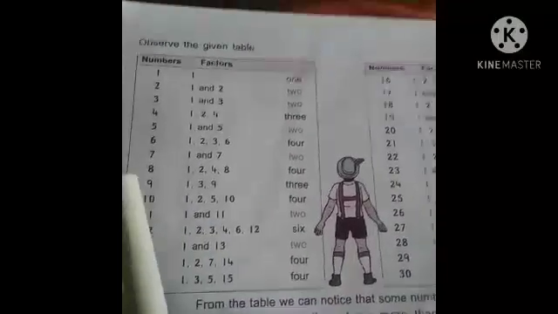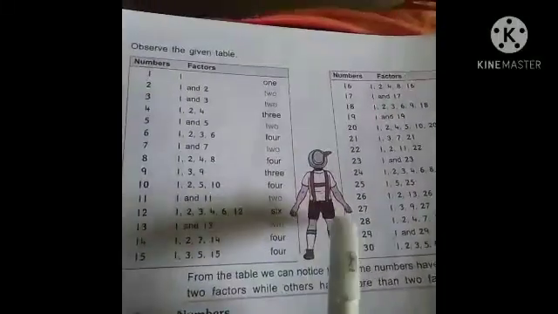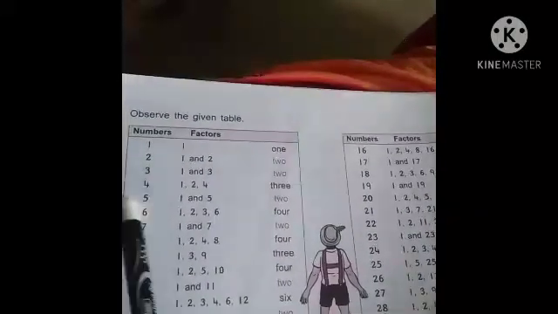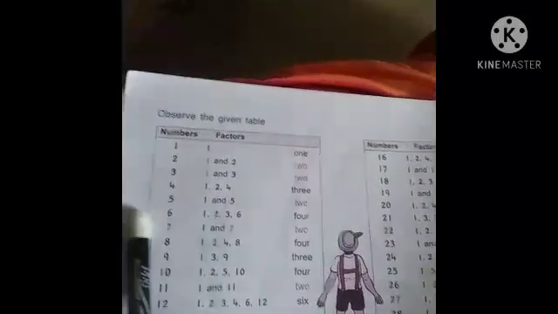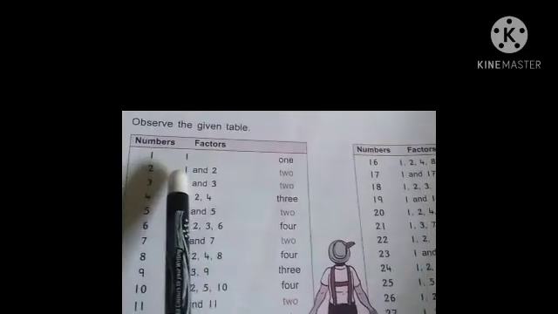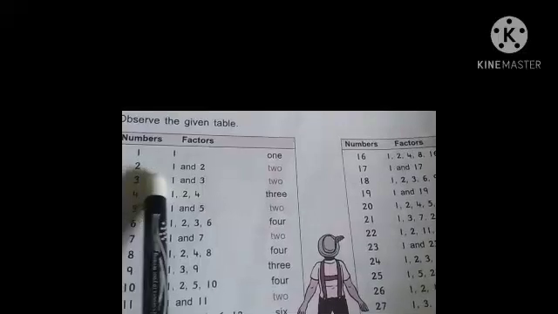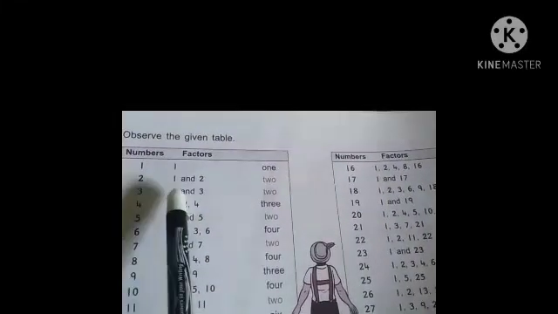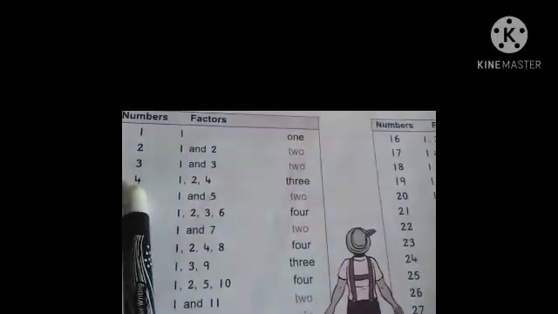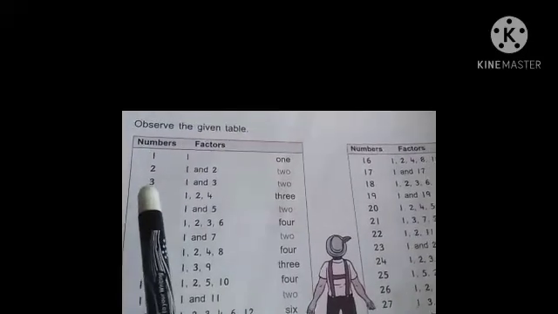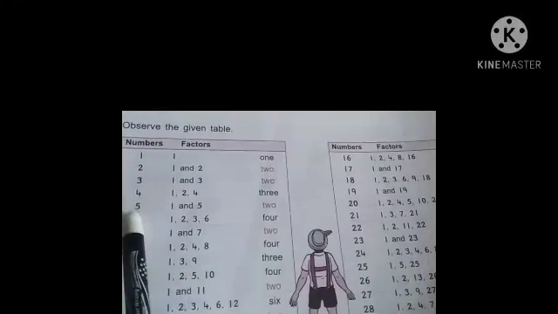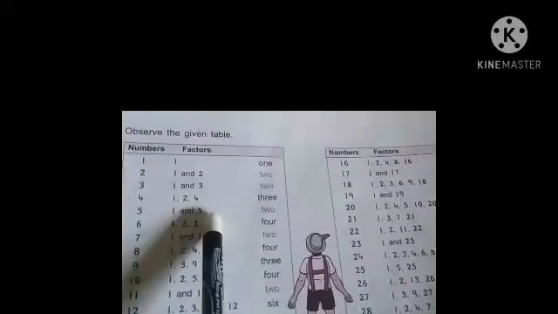Observe the given table. Here are the factors of the numbers 1 to 30. Now observe it. Every number has 1 and itself as factors. 2: 2 1s are 2, so 2 has 2 factors. 3: 1 3 is 3, so 3 also has 2 factors. 4: 2 2s are 4, 1 4 is 4, so 1, 2, 4 are 3 factors. Next 5: 1 and itself.